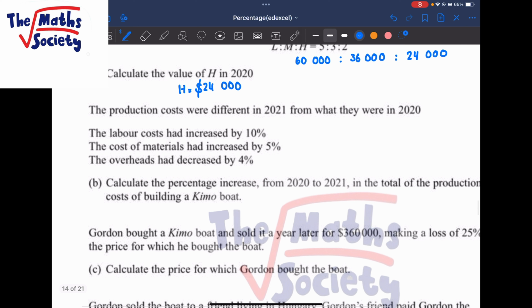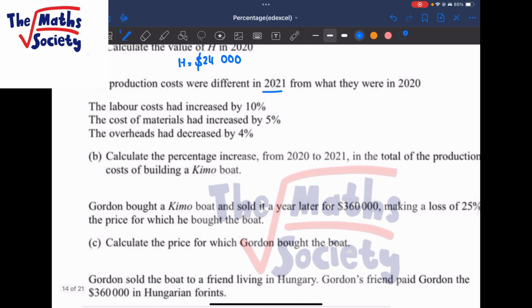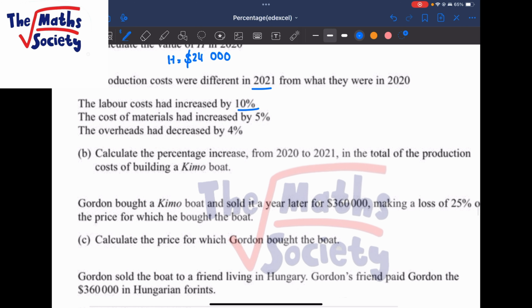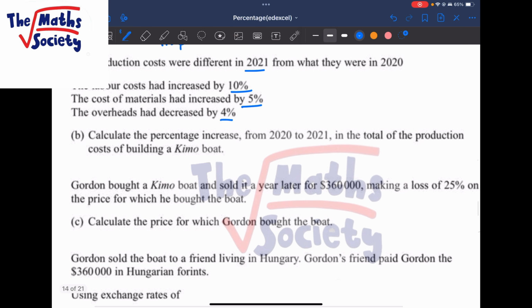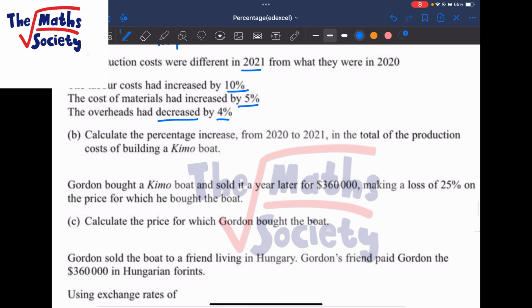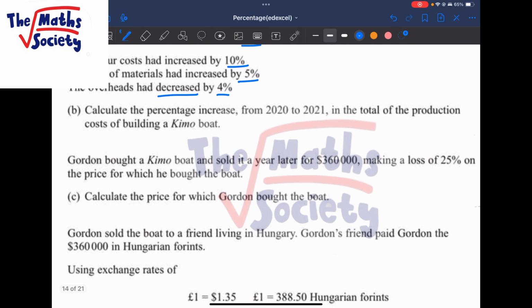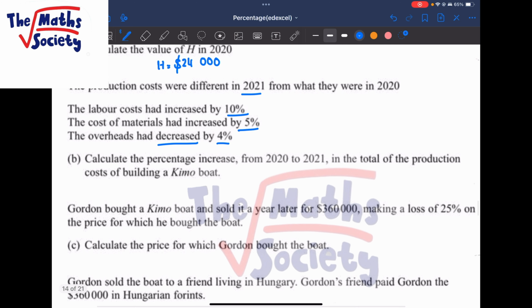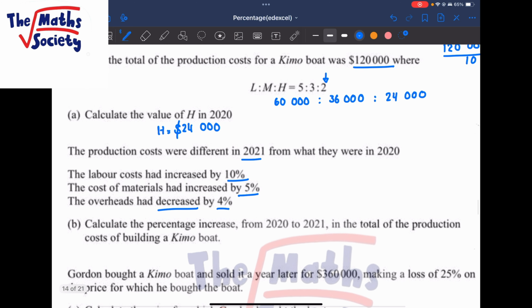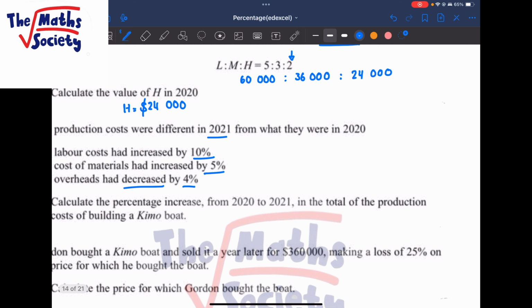And then it says that production costs were different in 2021. Labor costs increased by 10%, material by 5%, and overhead decreased by 4%. Calculate the percentage increase from 2020 to 2021 in the total of the production cost. So what we're going to do is try to find the increased amounts first.